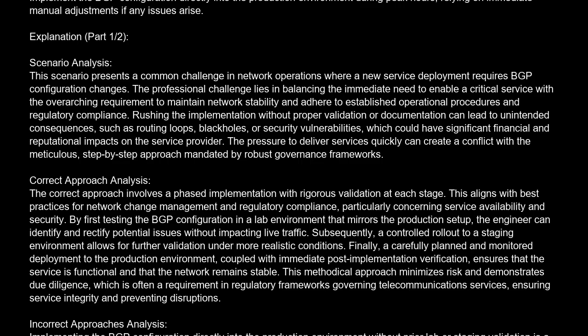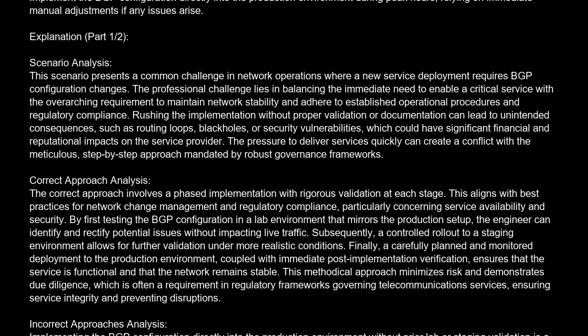Subsequently, a controlled rollout to a staging environment allows for further validation under more realistic conditions. Finally, a carefully planned and monitored deployment to the production environment, coupled with immediate post-implementation verification, ensures that the service is functional and that the network remains stable. This methodical approach minimizes risk and demonstrates due diligence, which is often a requirement in regulatory frameworks governing telecommunications services, ensuring service integrity and preventing disruptions.